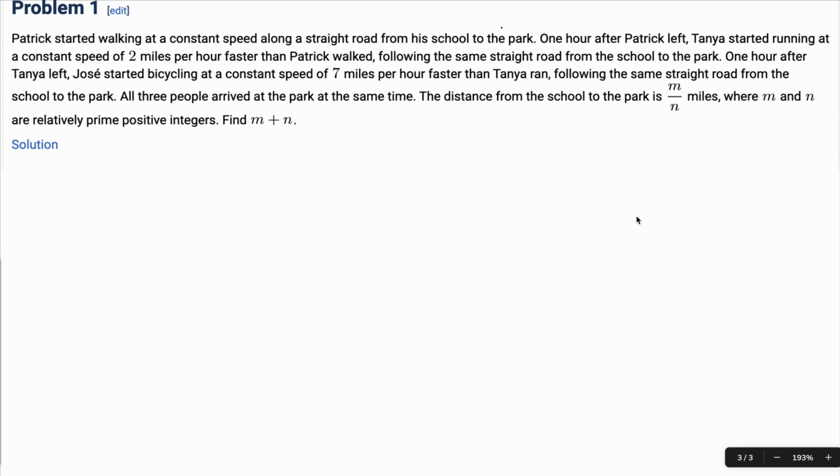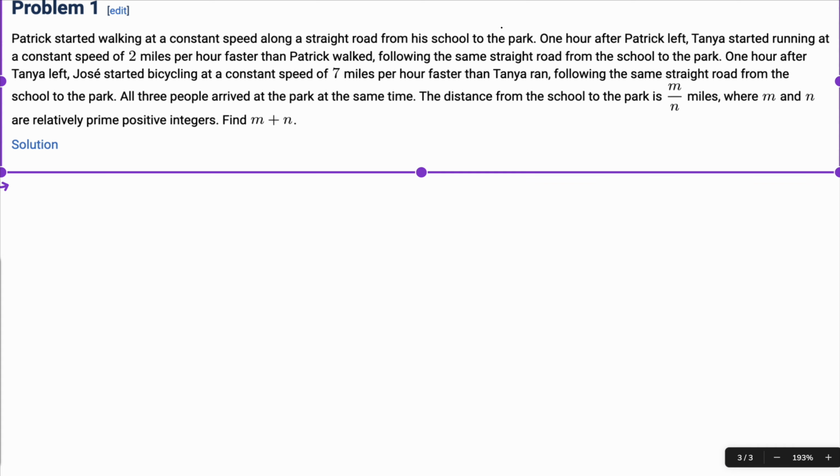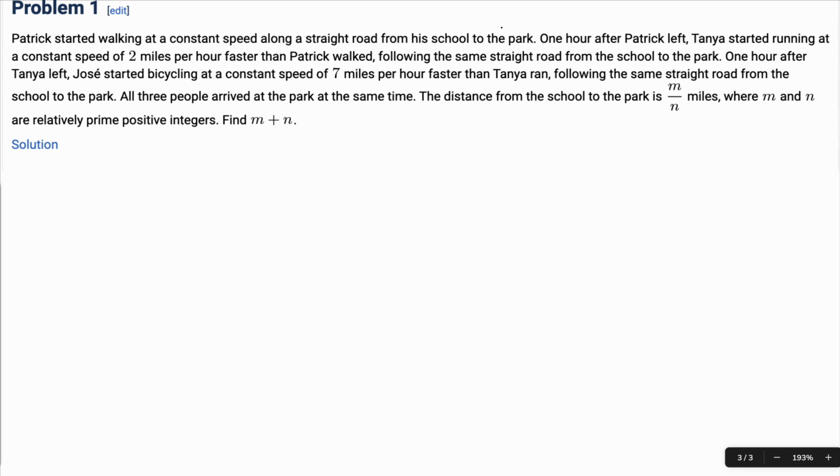Okay, 2026 AIME I Problem number 1. It's a word problem, so let's just read it. Patrick started walking at a constant speed along a straight road from his school to the park. 1 hour after Patrick left, Tanya started running at a constant speed of 2 miles per hour faster than Patrick walked, following the same straight road.